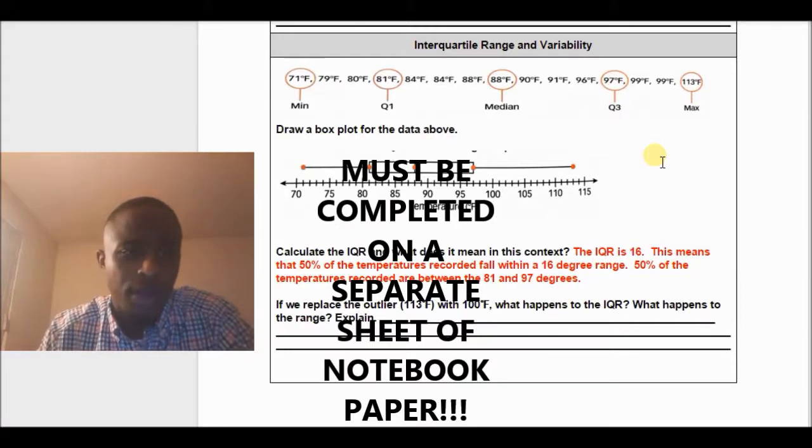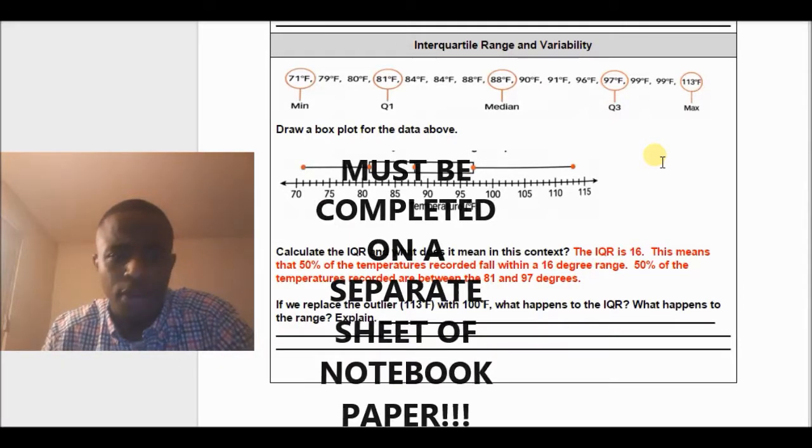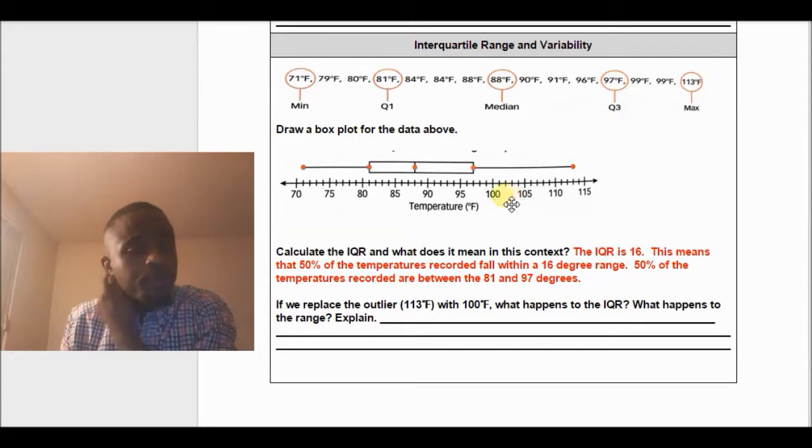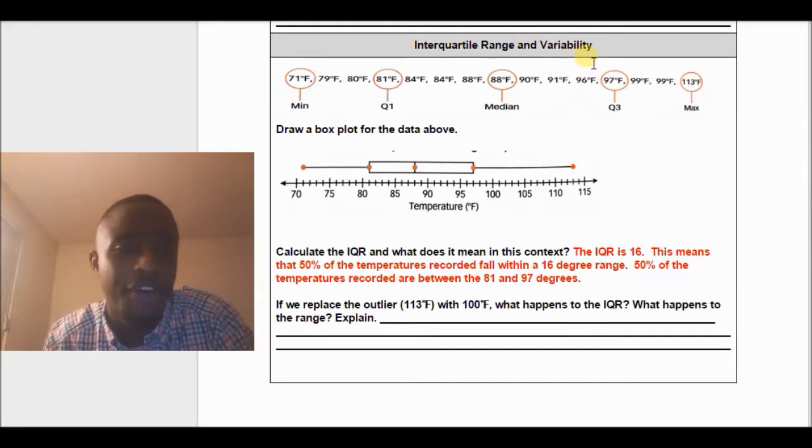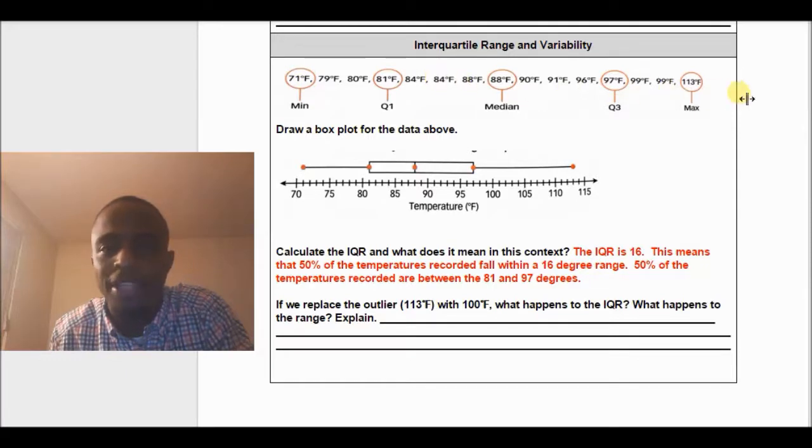All right, we're getting toward the end of our video. But right here, I want to just talk about the interquartile range and its effect on the variability of our data. And what does it say about the variability of our data? The first thing here, if you notice on your notes, I went ahead and provided you with the number line. And this is using our original data set. So we do have that 113 degrees Fahrenheit in there with us.